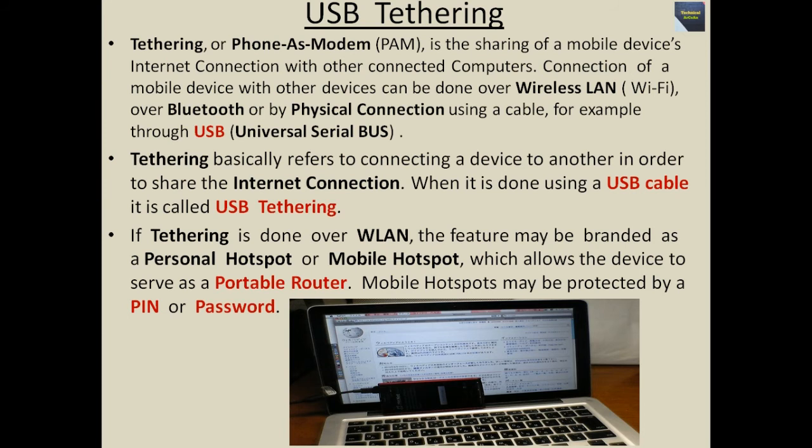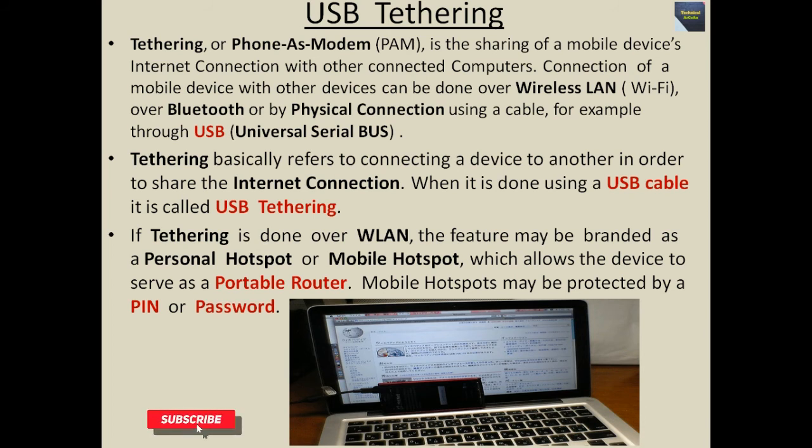Now we talk about USB Tethering. Tethering, or phone as modem known as PAM, is the sharing of a mobile device's internet connection with other connected computers. Connection of a mobile device with other devices can be done over wireless LAN, meaning Wi-Fi, over Bluetooth, or by physical connection using a cable, for example through USB, meaning universal serial bus. Tethering basically refers to connecting a device to another in order to share the internet connection. When it is done using a USB cable, it is called USB tethering.